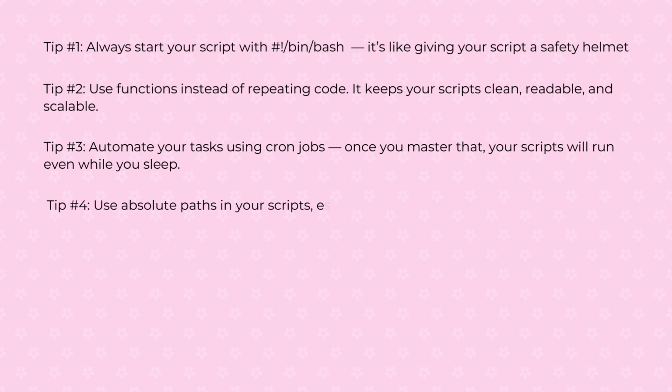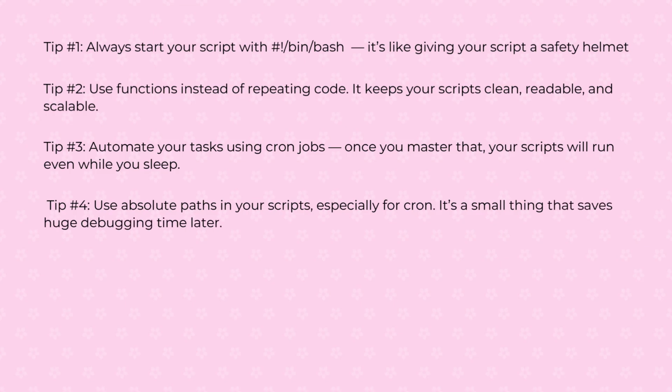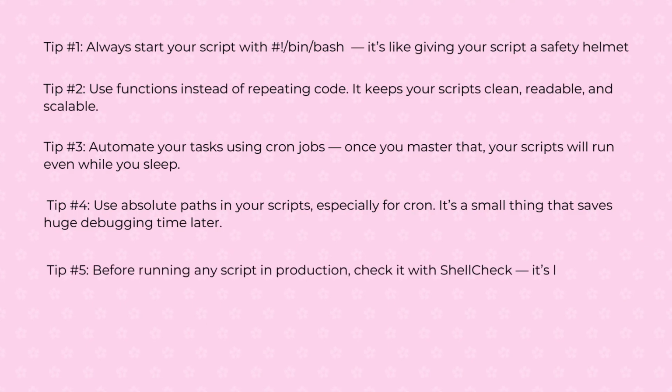Tip number four: always use absolute paths in your scripts, especially for crons. It's a small thing, but it can save you huge debugging time, trust me. And the last tip: before running any script in production, check it with ShellCheck. It's just like Grammarly, but for bash.